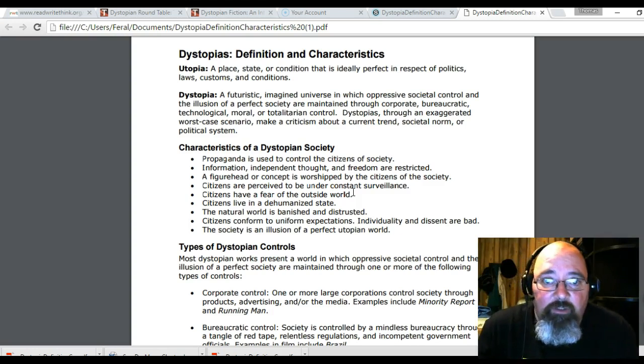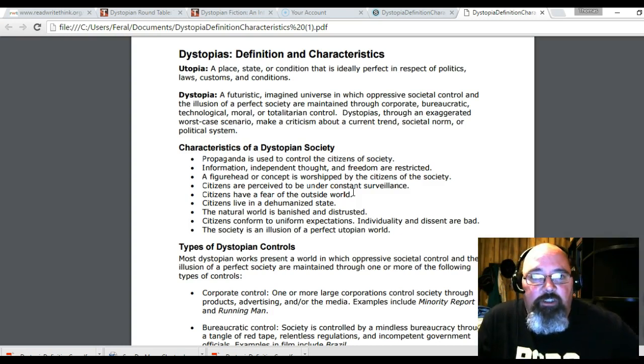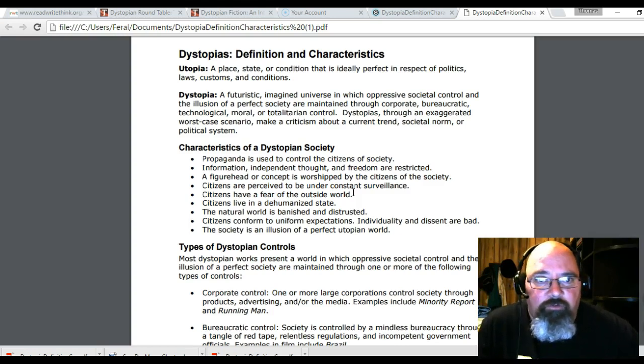We see this in Divergent, where nobody knows what's going on outside of the wall. All right. We see this in, what is it, Hunger Games, when we have District 13. Okay, and everybody thinks that District 13 is a wasteland that you can't go to. So we also have citizens living in a dehumanized state. We see this in Hunger Games, where we have children fighting to the death. That's a dehumanized state.